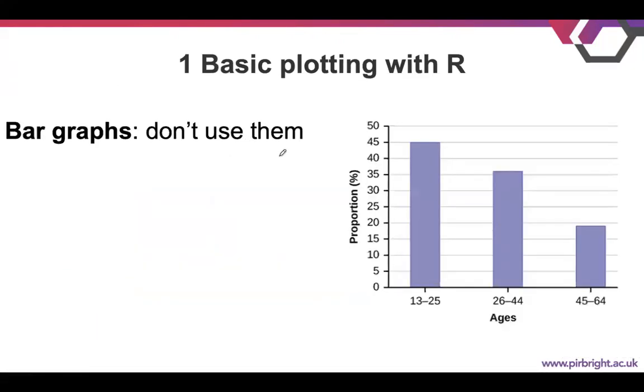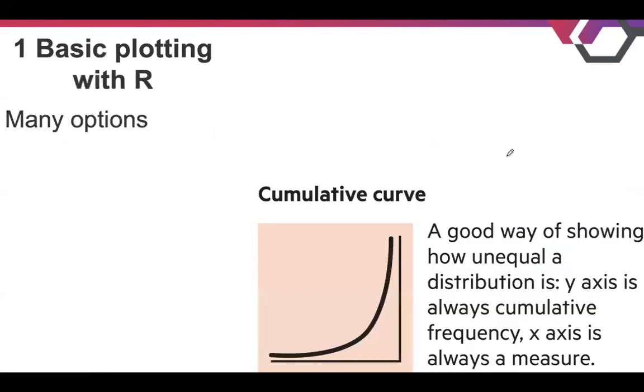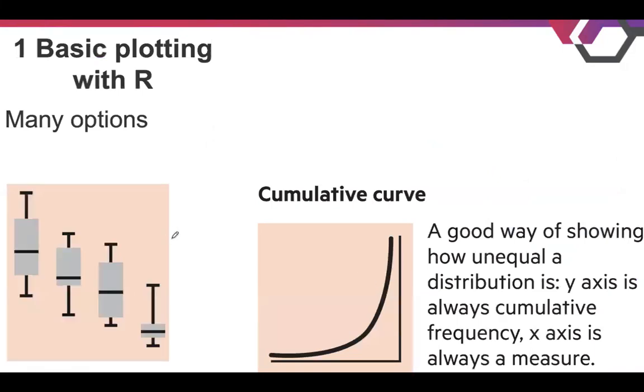We have other options, things like bar graphs, which are not effective for visualizing different things. It doesn't capture what's going on. This could be a table much more easily. There's other options, many options. We'll talk about them further. Cumulative curve is an increasing frequency as we progress through a distribution. We have box plots as well, and we'll visualize them with ggplot.